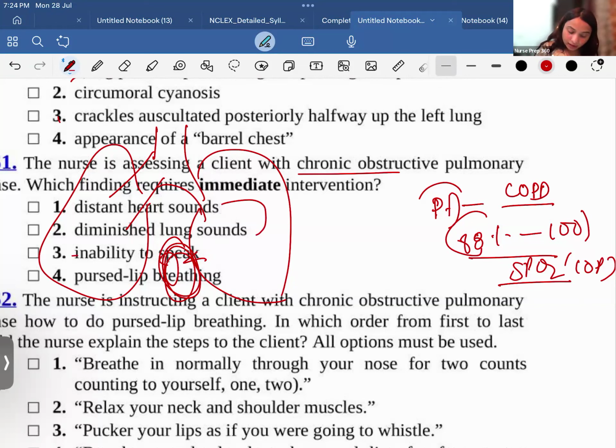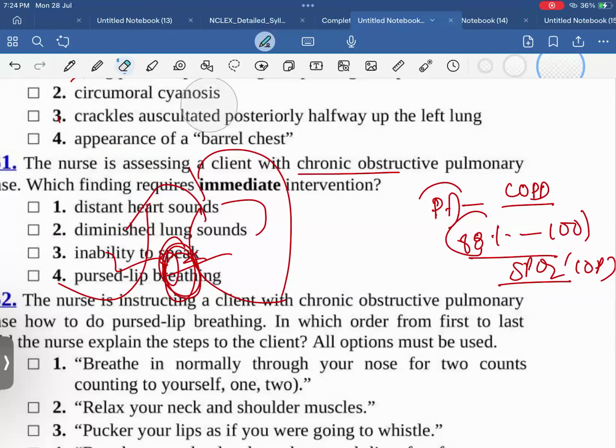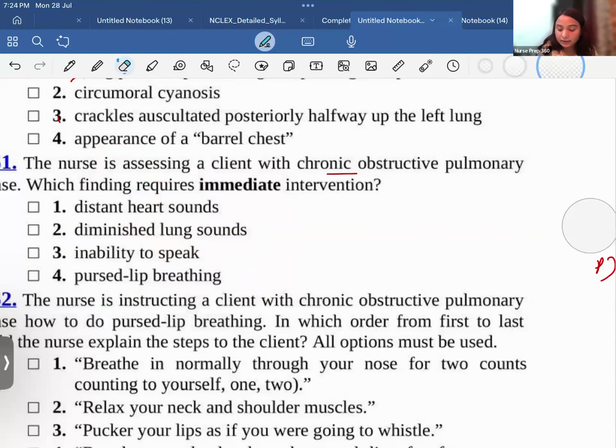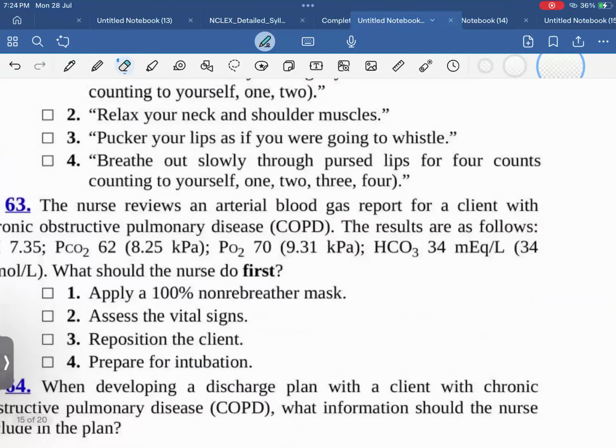So among these, this will be the priority because it indicates that there's no passage of air and the patient cannot talk. That's why this is the priority. Understood? Yes, ma'am. So this is all about that. We have discussed the question and answer. I will give you the answer for the rest.